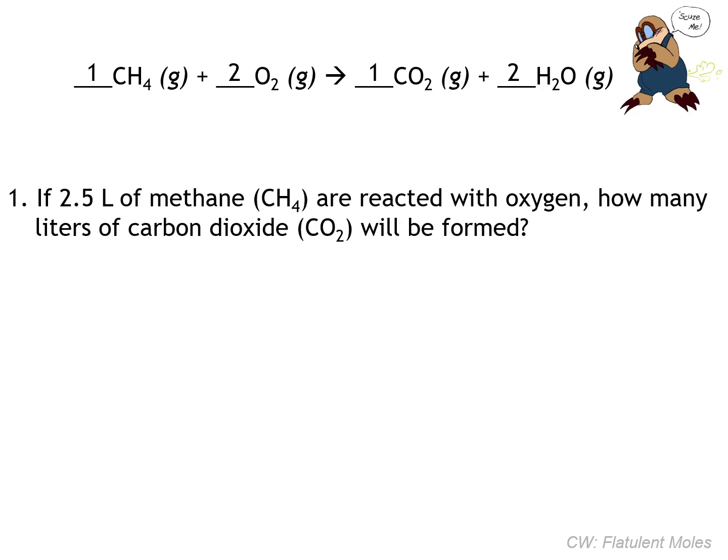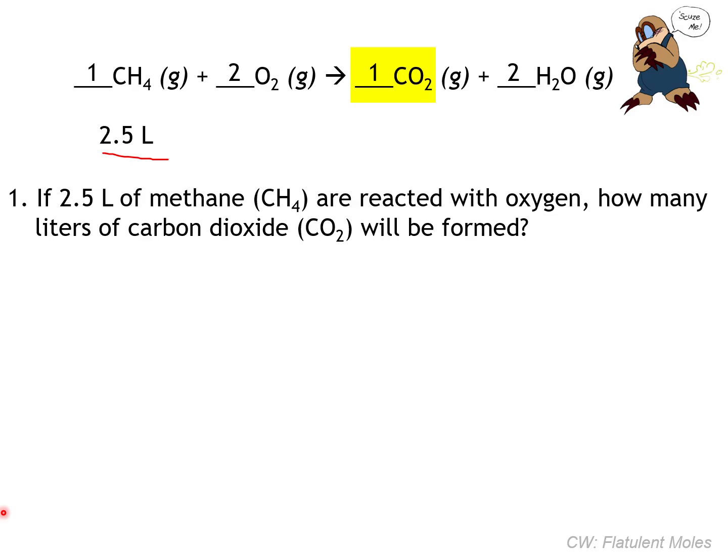And then we look at the example. It says we have 2.5 liters of methane, which is CH4. Wants to know how many liters of carbon dioxide will be formed. So we have 2.5 written underneath CH4. And we're trying to figure out how much CO2 will be formed. That's why I have it in the yellow box.